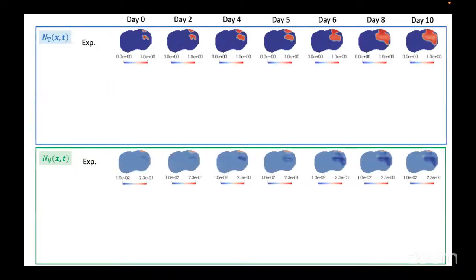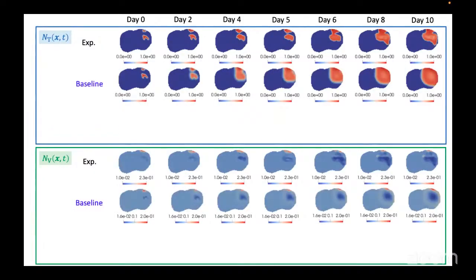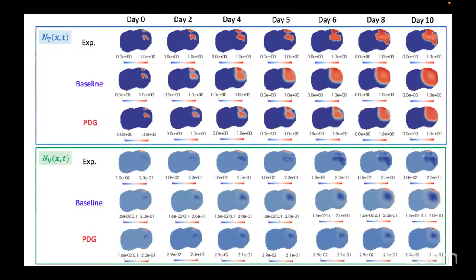This is just the complete time course for one of the rats, in which, again, the lower part is the vasculature and the upper part is the tumor cellularity, and we can see, again, the baseline model and the perfusion-dependent growth model, which better reproduces the final size and shape of the tumor.